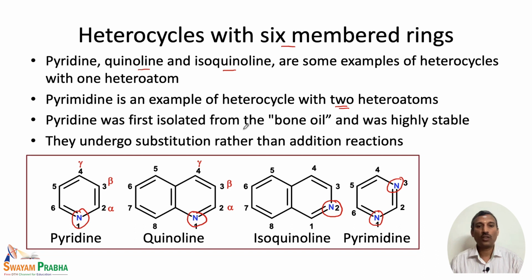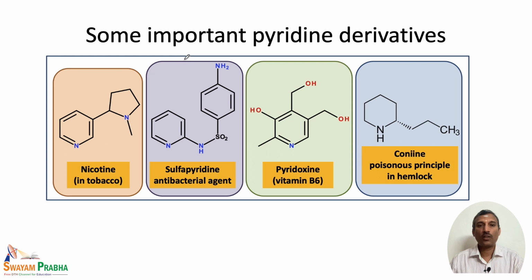Pyridine was first isolated from bone oil and it is highly stable, and it undergoes substitution rather than addition reactions. So these are some basic information about pyridine and some of these heterocyclic compounds. Let us look at some of the important pyridine derivatives which are used as drugs. Nicotine is present in tobacco, and some of the compounds are very important pyridine derivatives. Nicotine is present in tobacco. Sulfapyridine is an antibacterial agent. This has the pyridine unit.